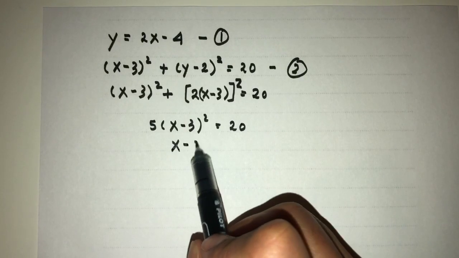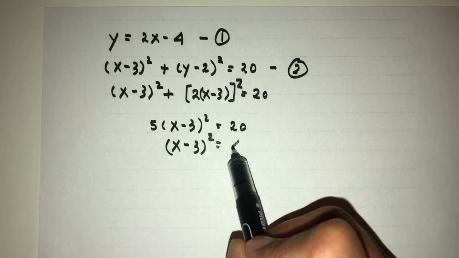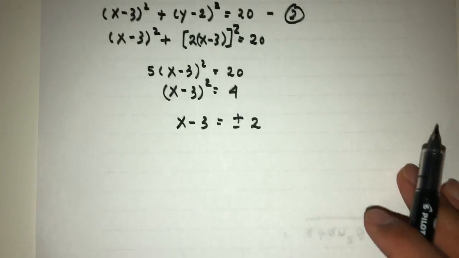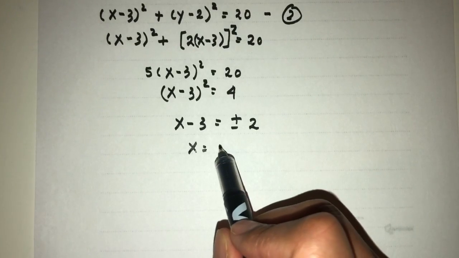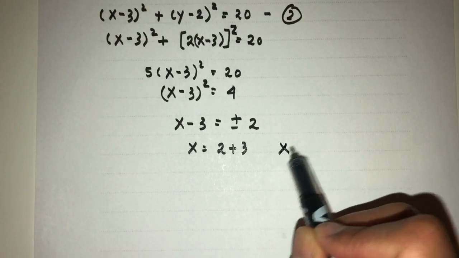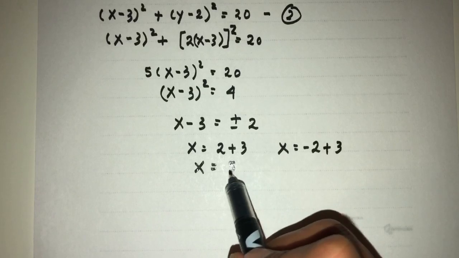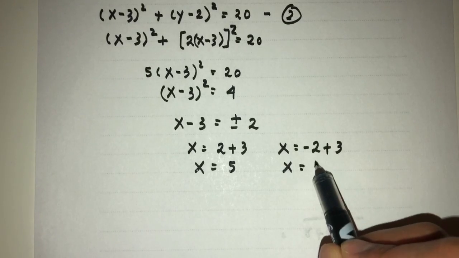So x minus 3 square will be 4. x minus 3 will be plus minus 2. So x can be plus 2 plus 3, or it can be minus 2 plus 3. So x will be 5, or x will be 1.